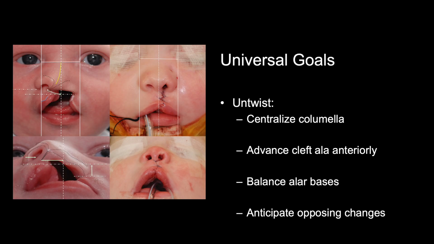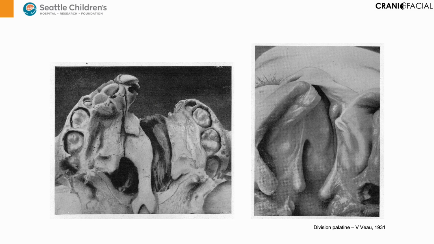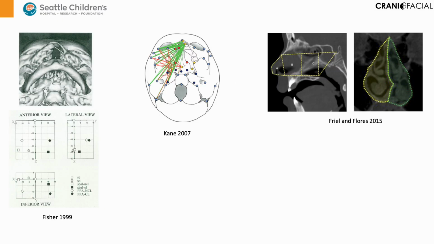And so what I've shown you is how to leverage these universal goals to produce favorable changes on the surface. However, what's happening underneath, we've actually just masked. David Fisher has quantified some of the changes in bone, and Alex Kane has demonstrated how the asymmetries extend to the cranial base. Roberto Flores has pointed out that later in life, the septal deformity extends far posterior.